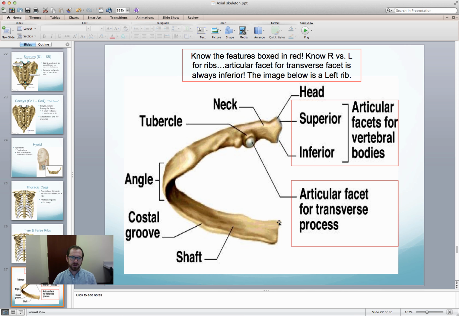And to determine right versus left, the best way to do this is to find the articular facet for transverse process, which is shown here. And this feature needs to face inferiorly. And so with that in mind, we are looking at a left rib. And this is the easiest way to determine right versus left.